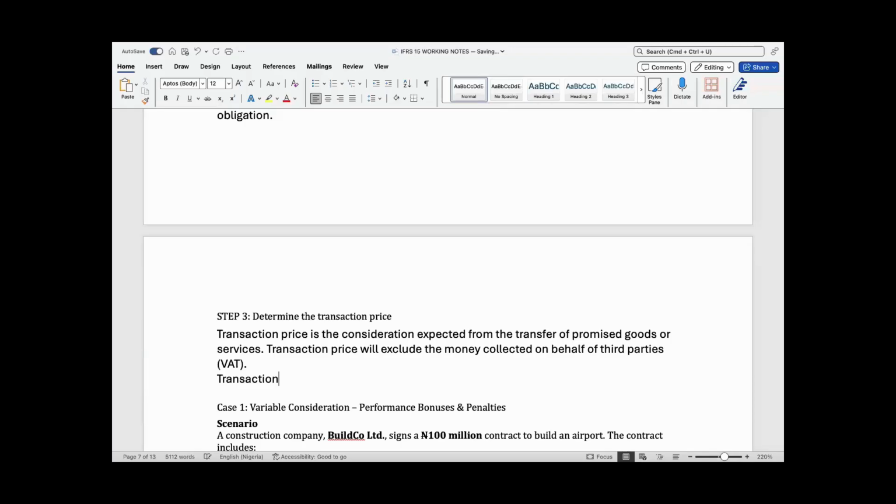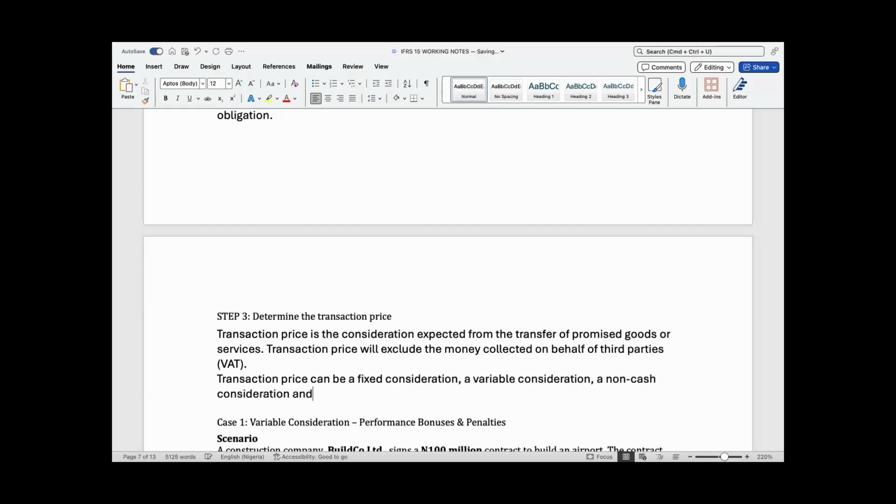Transaction price can be a fixed consideration, a variable consideration, a non-cash consideration, and they are usually adjusted for time value of money. You have to adjust the transaction price for time value of money.